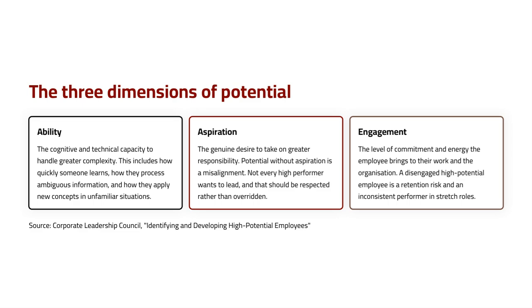responsibility. It's important to note that potential without aspiration is a misalignment, because not every high performer wants to lead, and that choice should be respected. Finally, engagement reflects the level of commitment and energy an employee brings to their work and the organization. An engaged employee is more likely to succeed and stay, while disengagement can lead to retention risks and inconsistent performance, especially in stretch roles. These three dimensions together give us a clear picture of true potential.